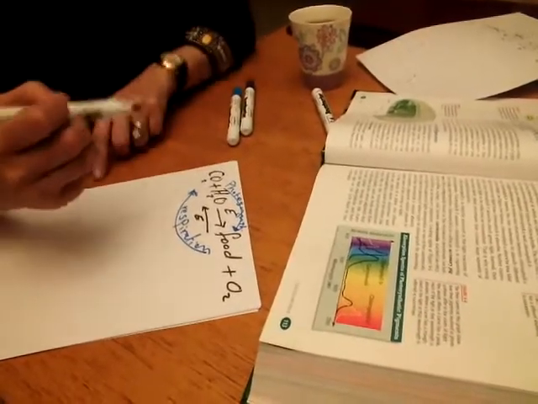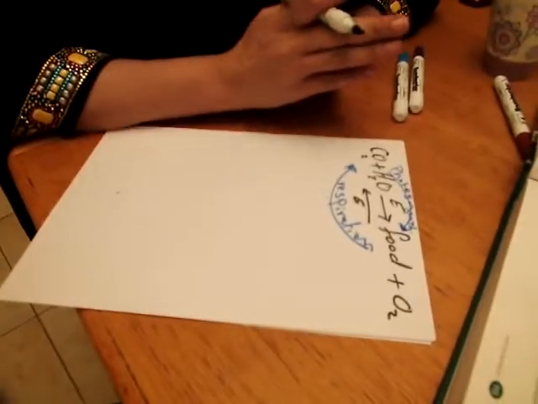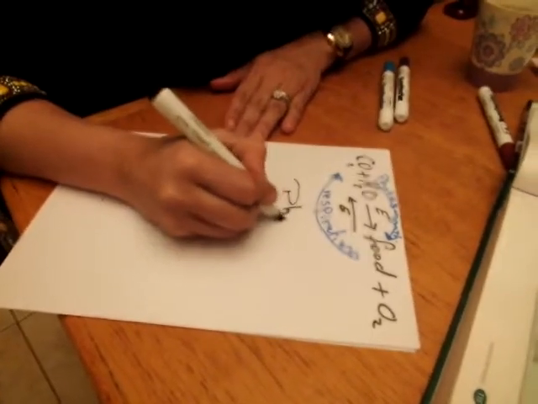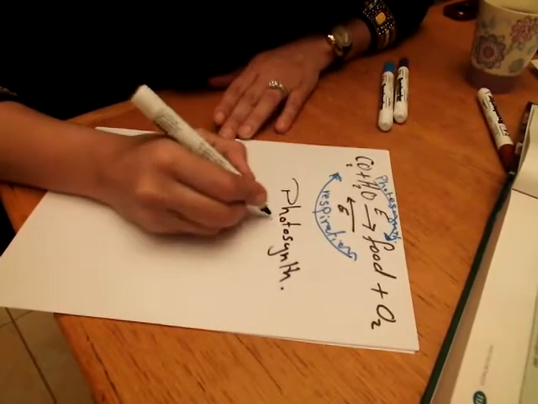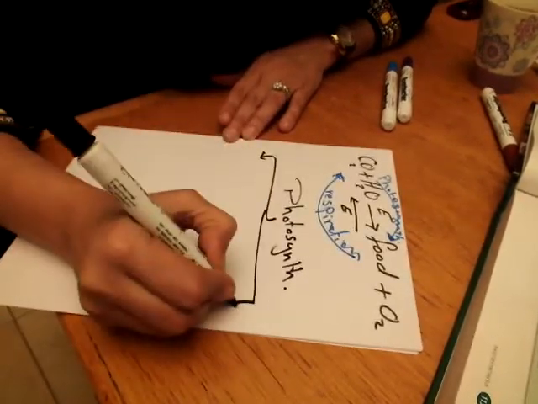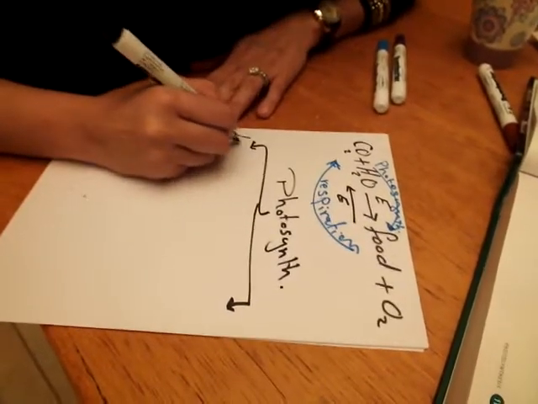Fine. The photosynthesis process is divided into two main stages. What are they? Light reaction.